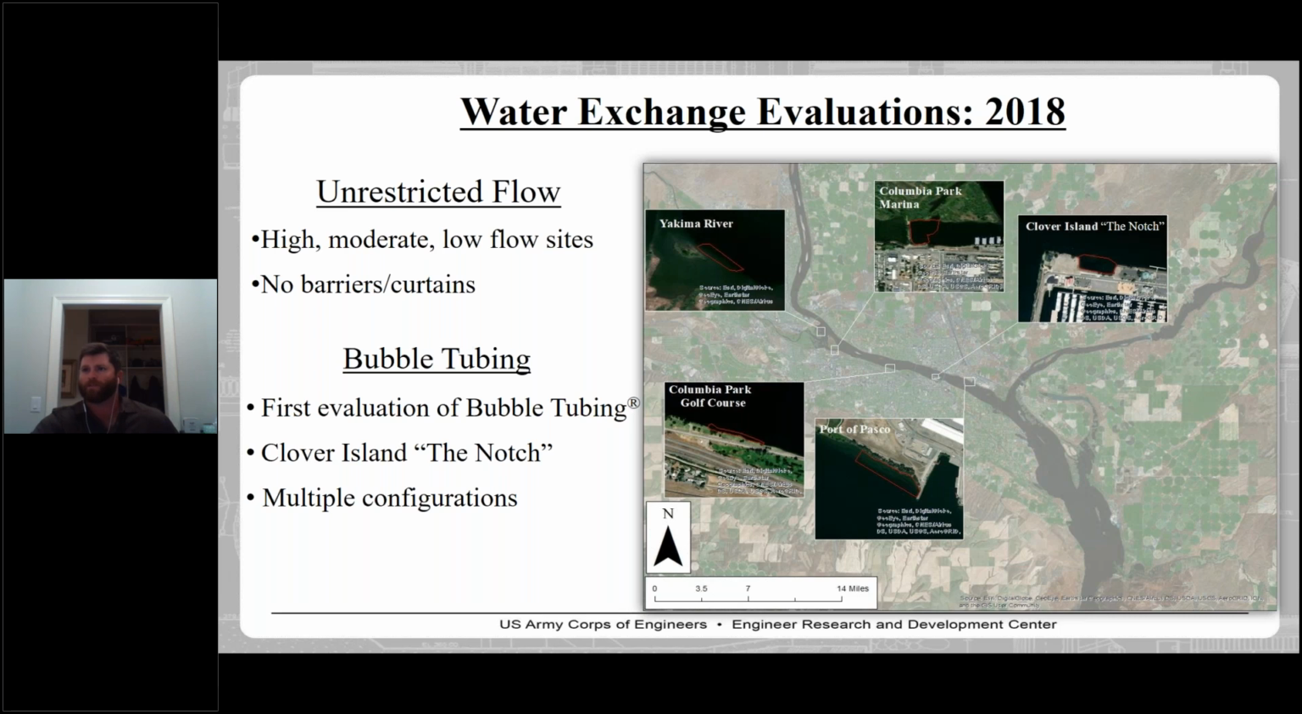So in 2018, when we began this research, we started with several water exchange evaluations. This allowed us to get a good comprehensive picture of what type of flow regimes we were dealing with. So we wanted to pick several different sites that varied between high, moderate, and low flow sites. Based off that water flow, it really impacts what type of management approach you need to take. At four of these sites, we didn't have any barriers or curtains in place. We did select one of these sites, Clover Island here, to evaluate bubble tubing as a potential method for reducing water exchange. And we evaluated that at a number of different configurations that I'll touch on in the next couple of slides.